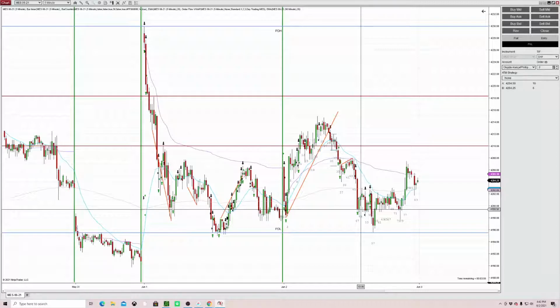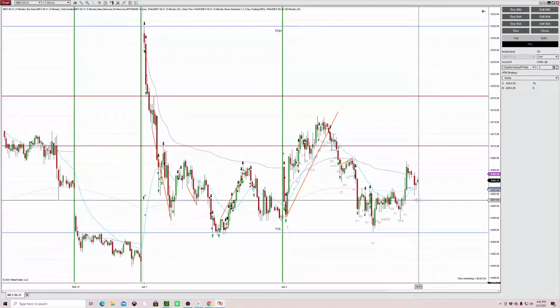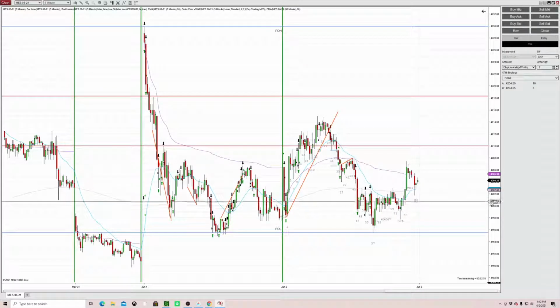All right, so I'm going to close it down. I'm going to take screenshots of these and start logging my trades via these screenshots. Okay.